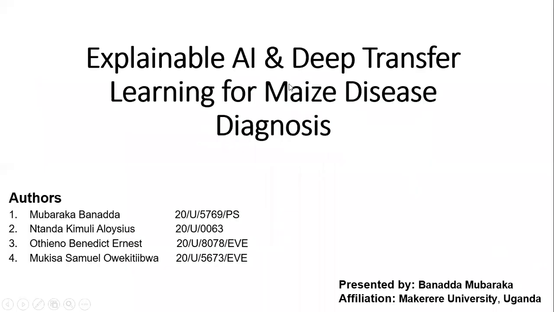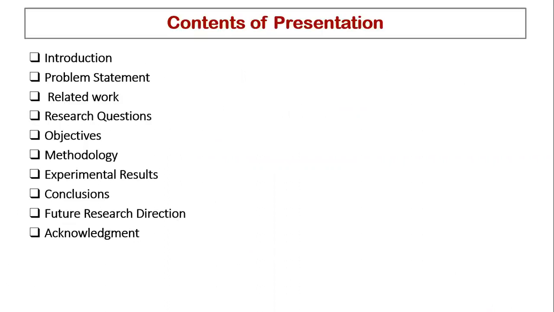This is the presentation on explainable AI and deep transfer learning for Maize disease diagnosis, and it's our final year project proposal. The authors are Mubarak, Ntanda, Otieno, and Mukisa, and it's being presented by Mubarak.